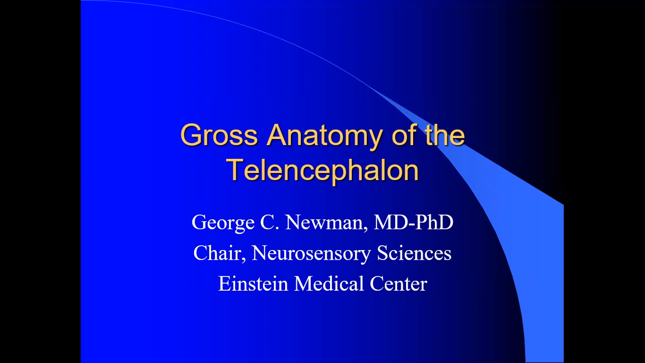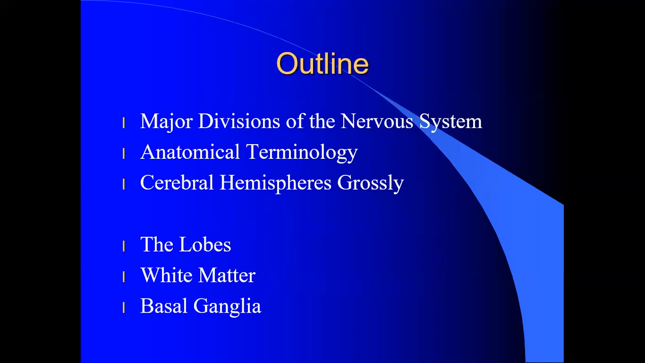And next week, we will look at the lower portions of the posterior fossa, basically, and some of the upper diencephalic structures. So let's just start. Here's our outline. This is also a bit of an introduction, so we're going to look at the major divisions of the nervous system and some anatomic terminology. And then the main focus is going to be on the cerebral hemispheres' gross anatomy. And this is fun. This is all about looking.